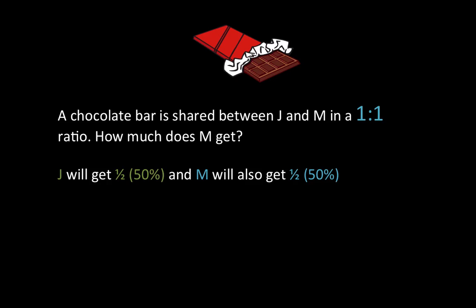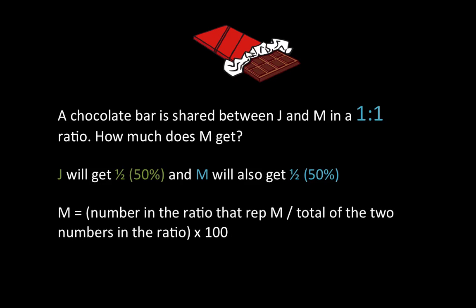But what was the mathematical procedure behind it? Let's investigate that. So let's say we took M. Remember J and M are sharing this chocolate bar 1 to 1. So the 1 will be for J, and M will correspond to 1 as well. So first, to calculate how much M will get, you take the number in the ratio that represents M, which in this case is 1, and you divide that by the total of the two numbers. So it's 1 divided by 1 plus 1, multiplied by 100, and you're going to get 50%. So that's how we do it mathematically.